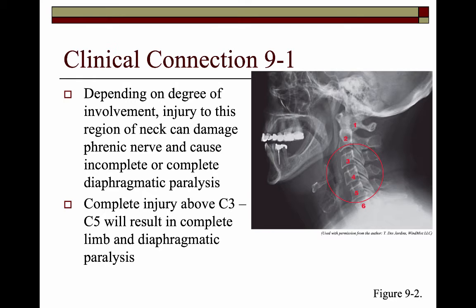So complete injury above C3 to C5 will result in complete limb and diaphragmatic paralysis. And the way I remember where we worry about the respiratory center, the diaphragm, is C5 to stay alive. If someone has an injury below C5, the chances of them being able to control their own breathing is really good. But if it's above C5, then we're worried about the diaphragm, and if they survive, they will be vent dependent the rest of their life. So, C5 to stay alive. You want to write that down, remember that.